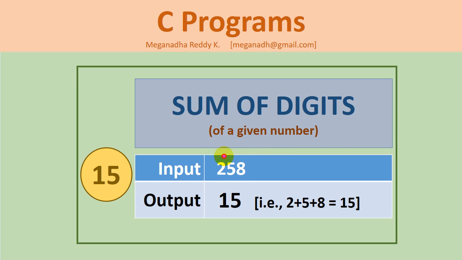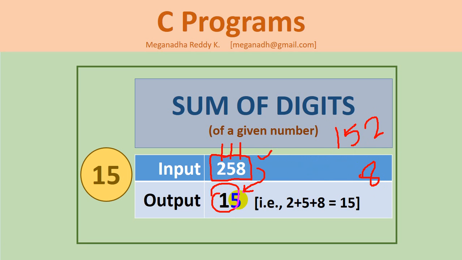Let's take for example, the user enters this number and we want to find the sum of its digits. So that is 2 plus 5 plus 8, which is equal to 15. Let's take another example: if the user enters 152, the output should be 1 plus 5 plus 2, that is 8, right?